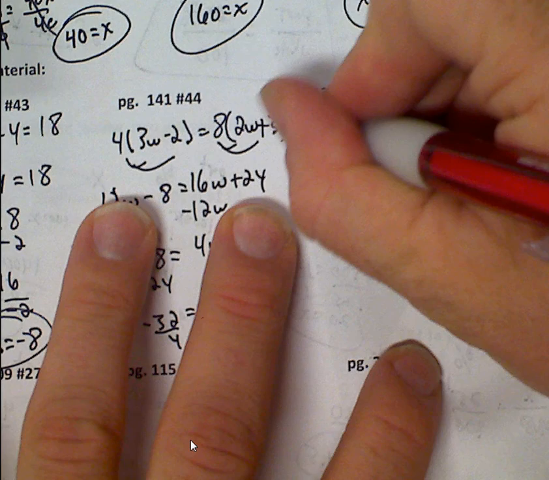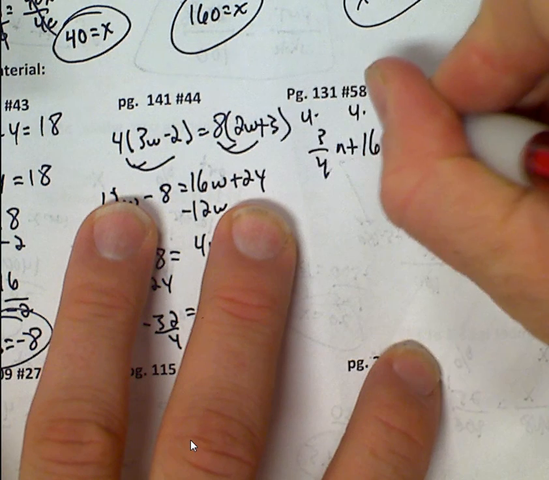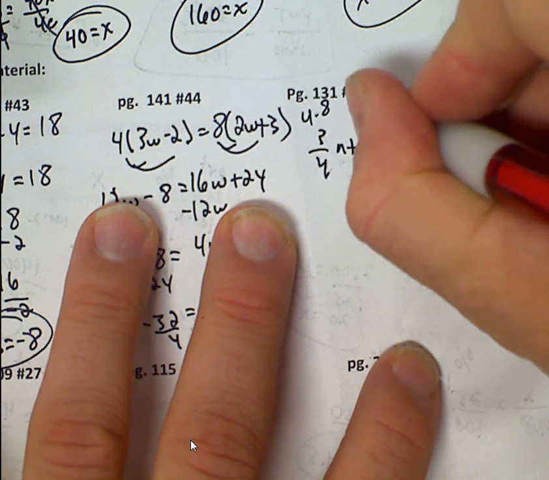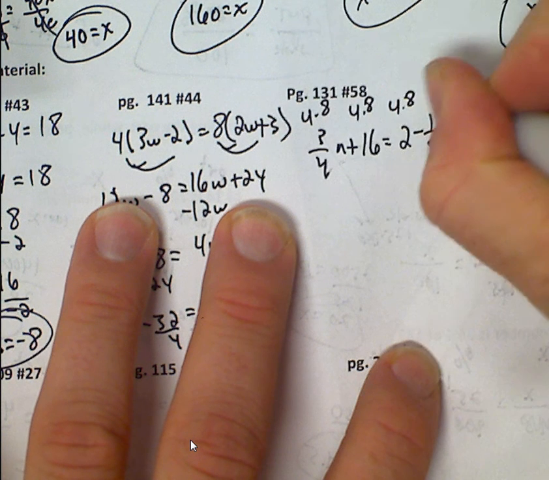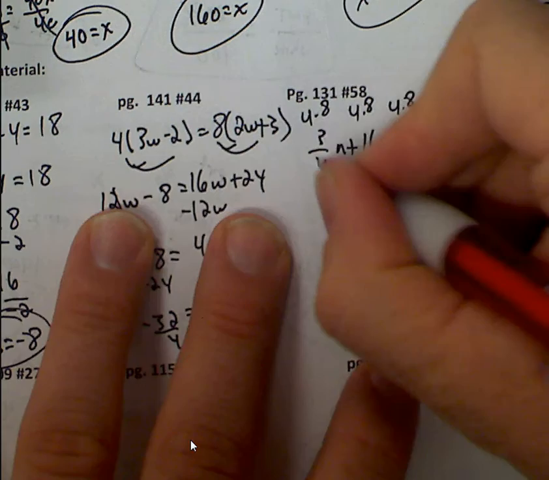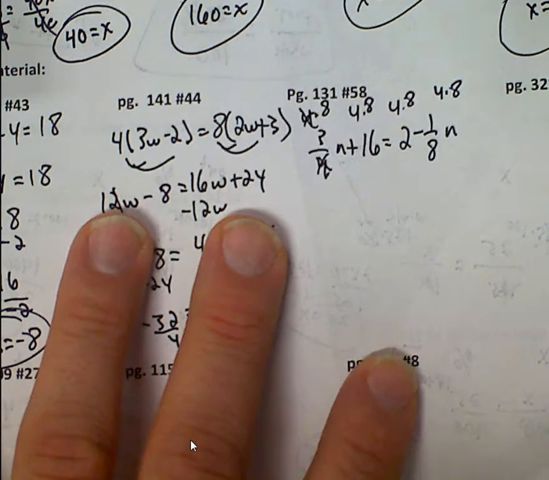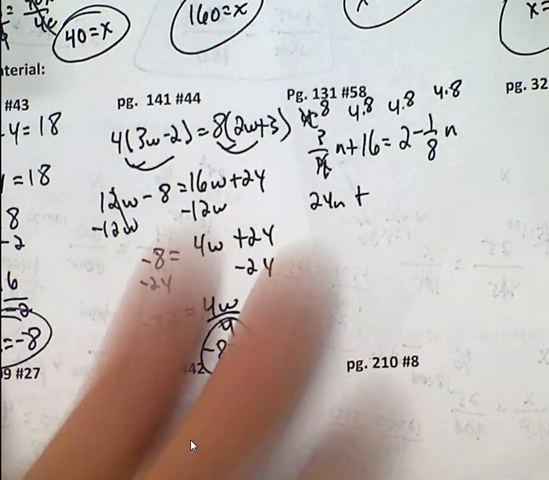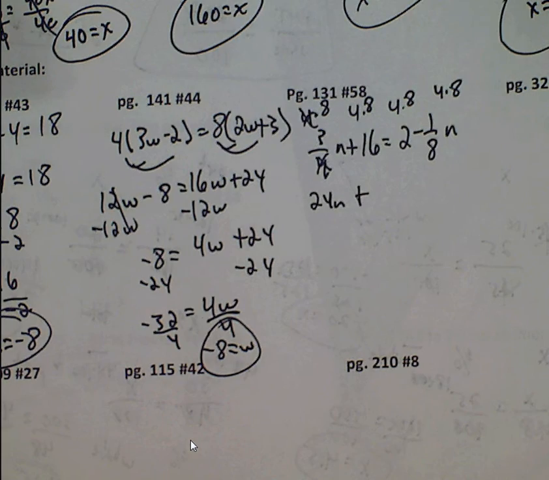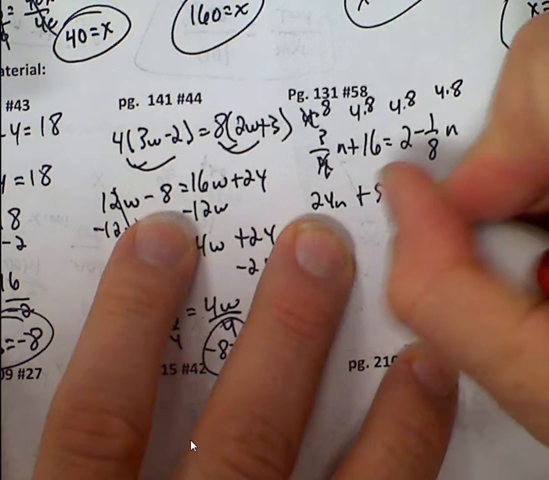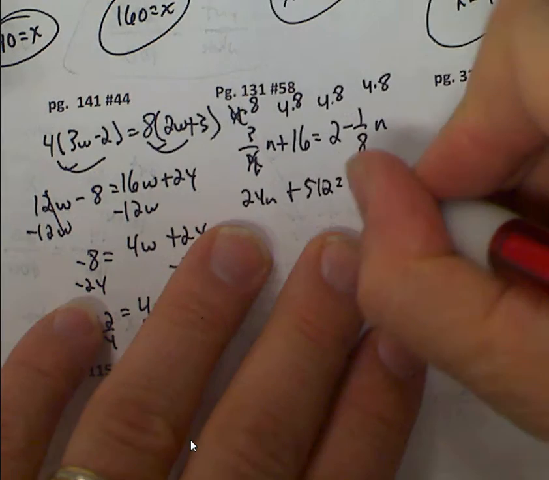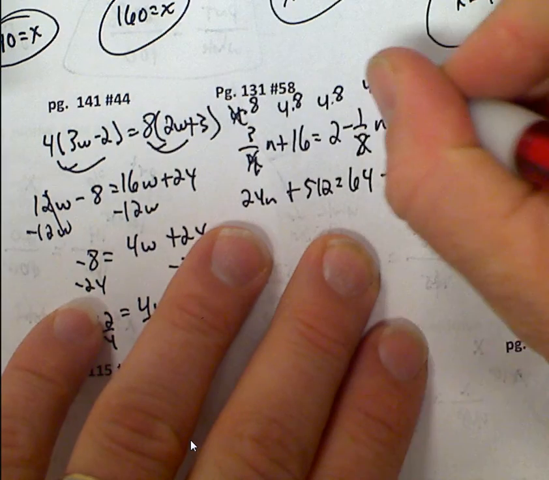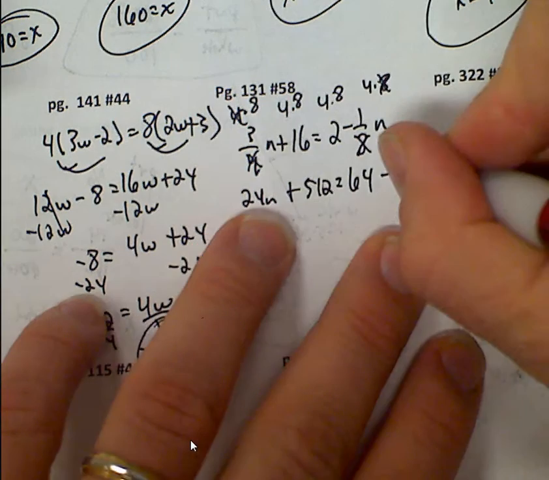So I'm going to go ahead and multiply everything by 4 and 8. My 4's go away. 8 times 3 is 24n. 4 times 8 is 32. 32 times 16 gives me 512. 4 times 8 is 32. 32 times 2 is 64. Minus, my 8's go away, so I'm left with minus 4n.